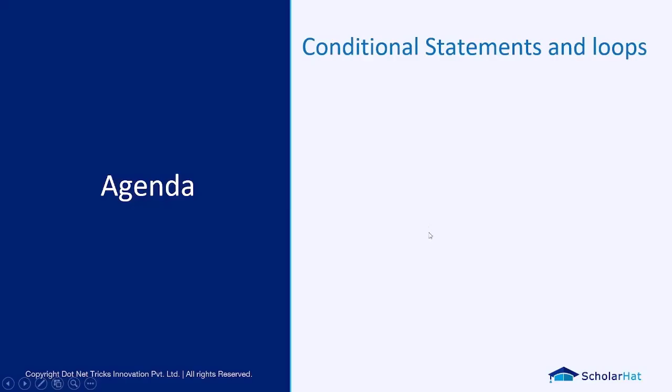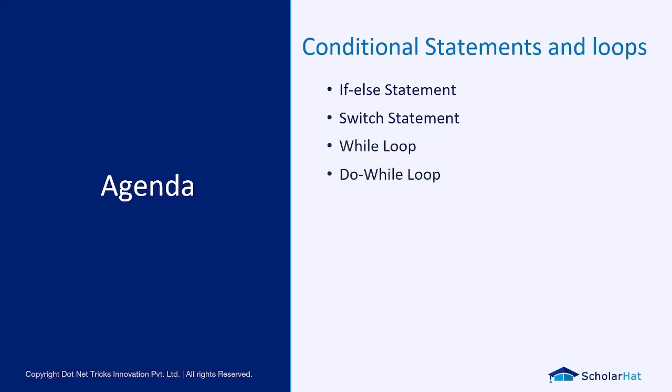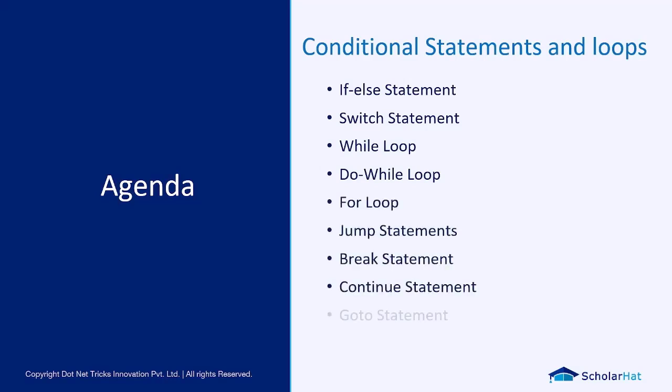Next topic we're going to learn is conditional statements and loops. These are the control statements we're going to learn about. What falls under control statements are if-else statement, switch statement, while loop, do while loop, for loop, and jump statements: break statements, continue statements, goto statements. We're going to see each and everything. Firstly we'll just explain, then we'll go to VS Code and we'll see each and everything one by one.